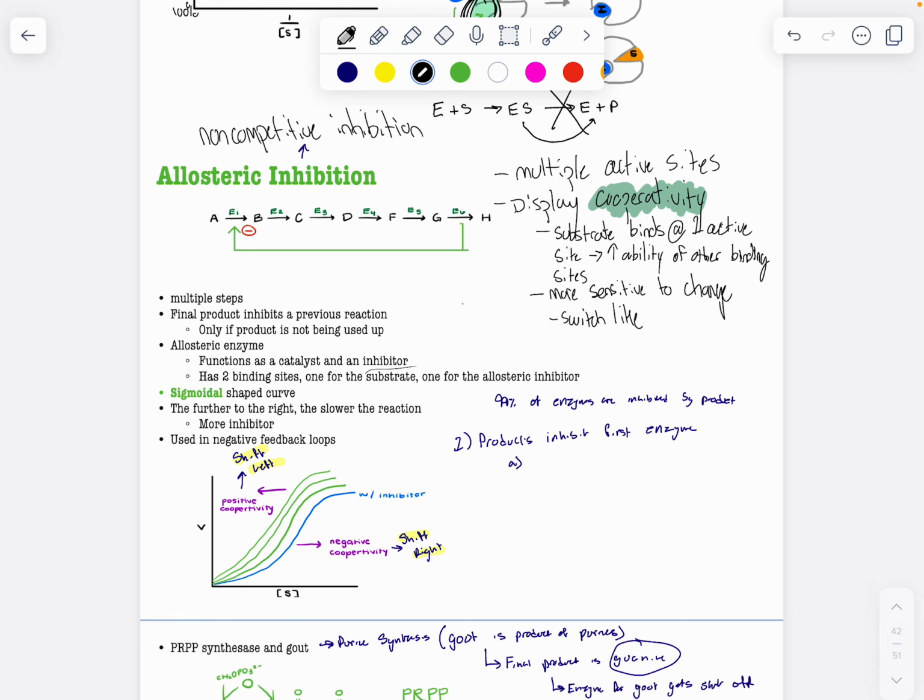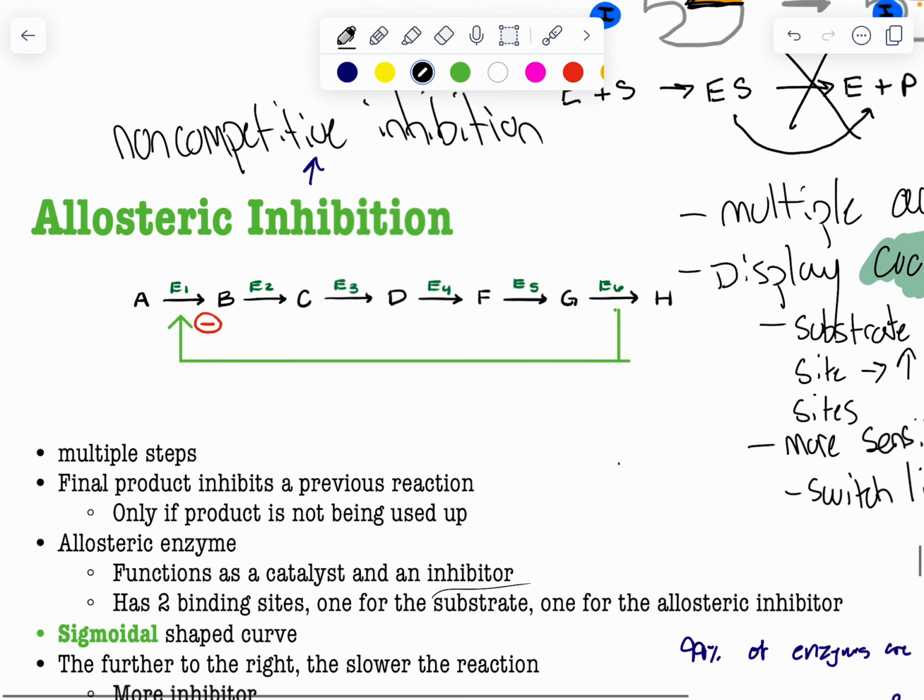So allosteric inhibition. Allosteric inhibition is basically multiple steps. The name of the game for allosteric inhibition is, let's say our final product is H down here, and one of the main reactions to kick this off is going to be E1, or enzyme number 1. I want to use glucose. You know what, screw it. We're going to use glucose as an example.